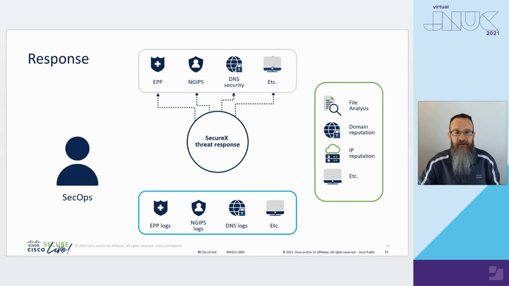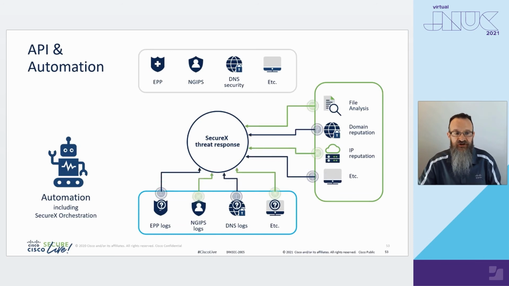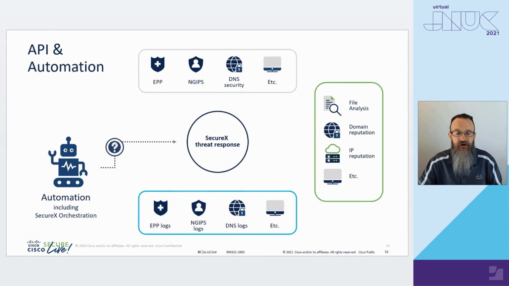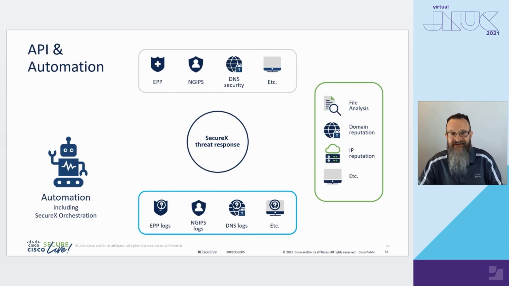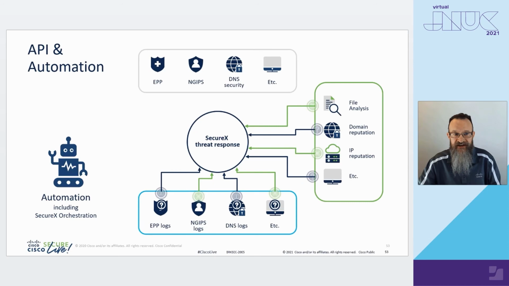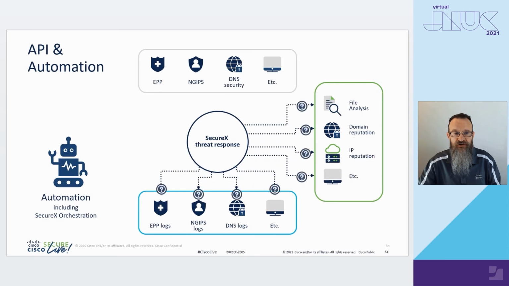Now, this all works over APIs, but SecureX itself has an API and also has a mature orchestration and automation engine so that all of this can happen in an automated fashion. Your playbooks, your workflows can respond to situations in your network and then take the appropriate response actions, whether that's filing an incident ticket or literally modifying policies on the fly to block known threat actors. That's up to you, but it's all available via the API and the built-in automation engine, which is called SecureX Orchestration.